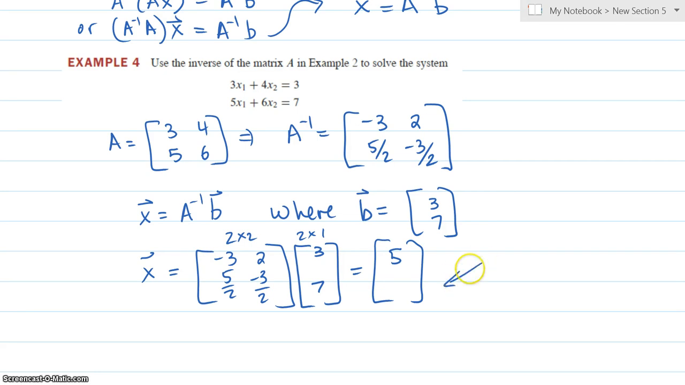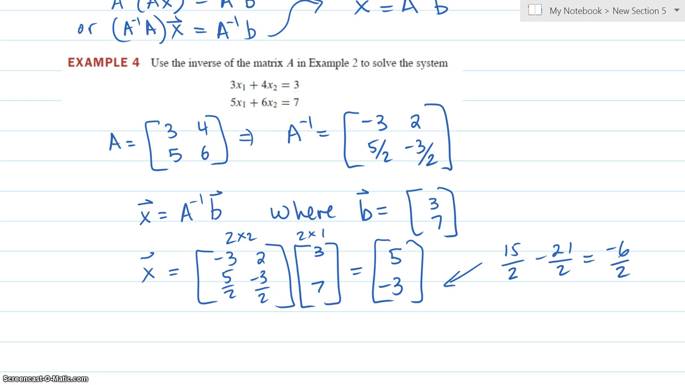Then for this one, it's going to be the second row, first column, 15 over 2 minus 21 over 2, which is negative 6 over 2, so negative 3. That should work. Let's try it. If you plug in a 5 here and a negative 3 there, that would be 15 minus 12. If you plug in a 5 here, 25 minus 18 is indeed 7.